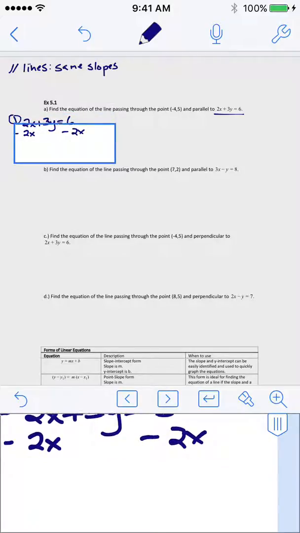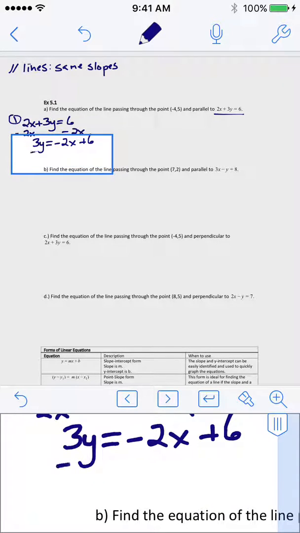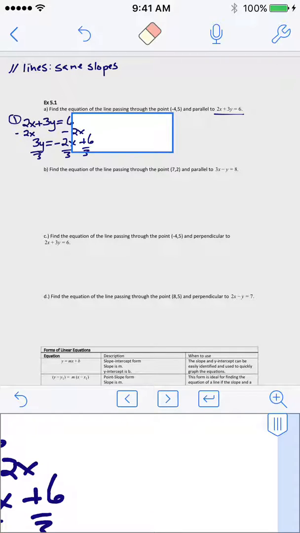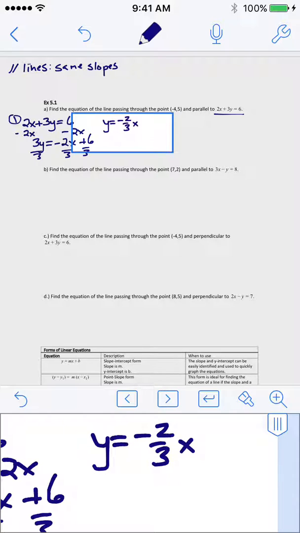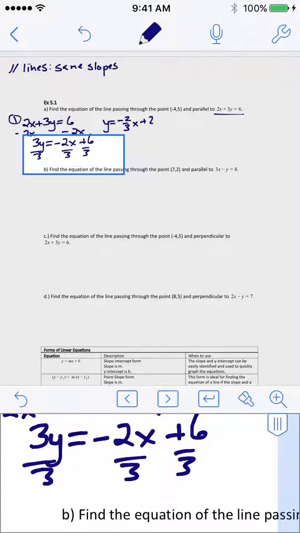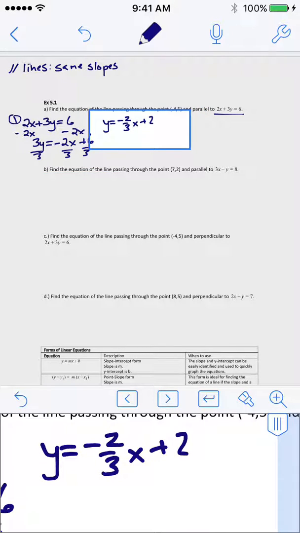The goal is to get my y by itself. So I have 3y = -2x + 6, divide by 3, and I end up with the line y = -2/3 x, and then 6 divided by 3 would be 2. Remember, you have to divide everything by 3, just like when we're converting back, we have to multiply that 3 to everything. So make sure that when you divide, the b also gets divided, into a 2.